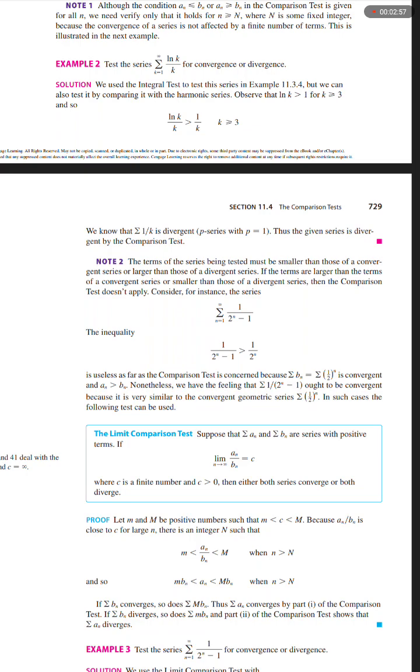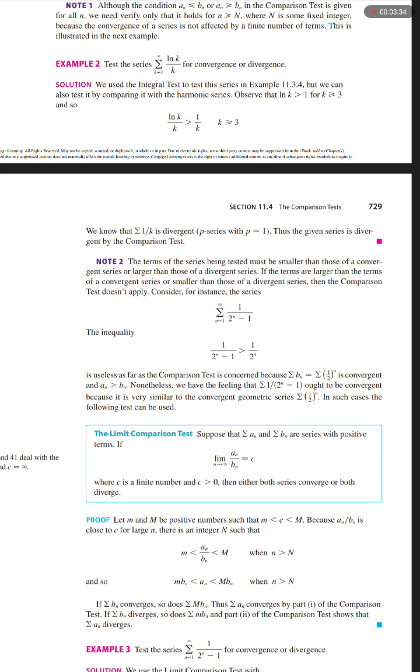Observe that the natural log of k is greater than 1 for k greater than or equal to 3, and so the natural log of k over k is greater than 1 over k, where k is greater than or equal to 3. We know that the sum of 1 over k is a divergent p series with p equals 1. Thus, the given series is divergent by the comparison test.